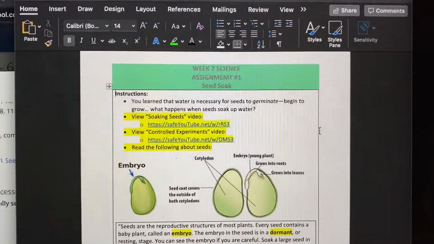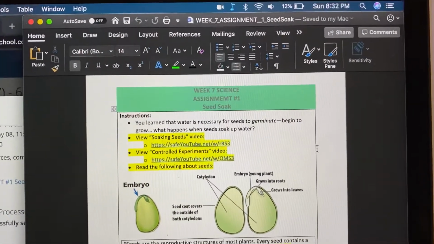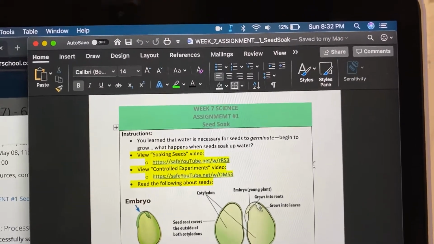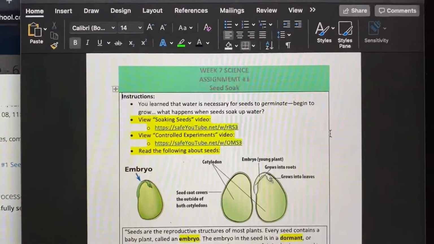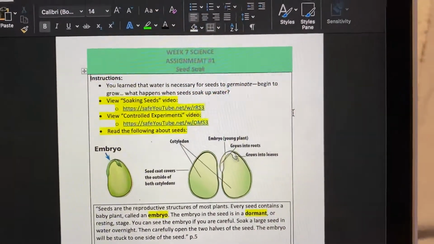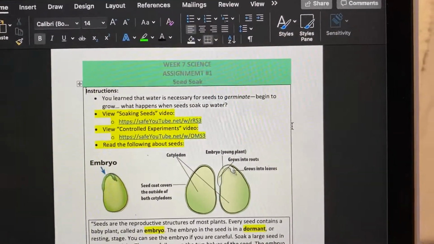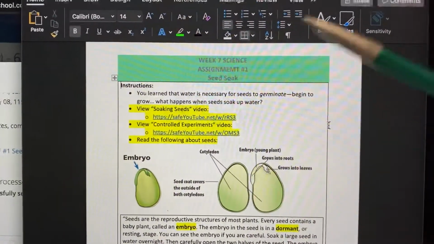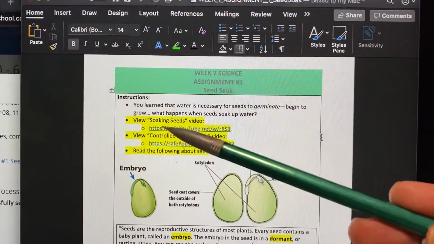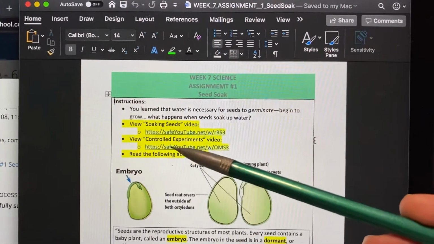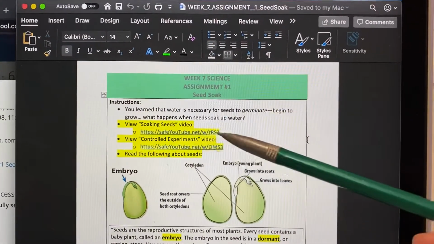You know how us humans, we drink water and it cleans our insides and it makes us feel nice and fresh and hydrated? Let's see what happens when seeds drink water, another way of saying soak. Before you begin the assignment, you have to watch this video here, the soaking seeds video. And then once you finish watching this video, you have to watch this one, the controlled experiments video.